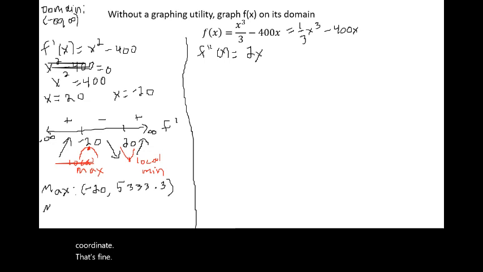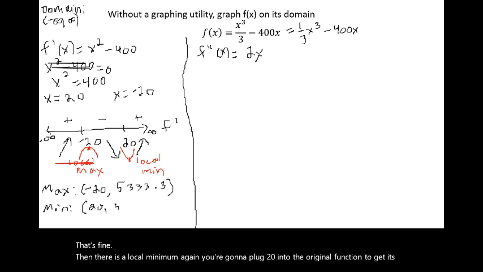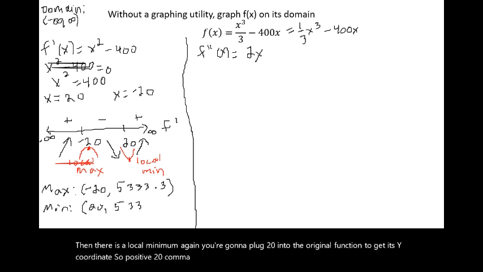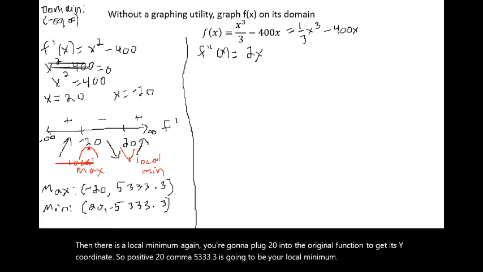Then there is a local minimum. Again, you're going to plug 20 into the original function to get its y-coordinate. So positive 20, comma, 5,333.3 is going to be your local minimum. Sorry, negative 5,333.3.